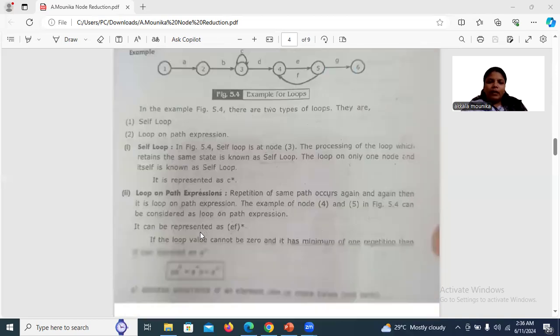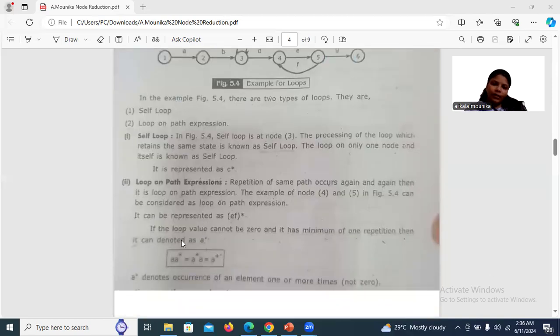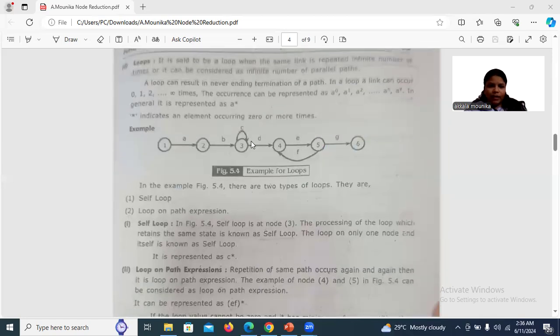Self loop means, in this figure, the self loop is at node 3 as we have seen here. The processing of the loop which retains the same state is known as a self loop. That means it starts from the node itself and ends at that node itself. A loop on only one node and itself is known as a self loop. It can be represented as C star.